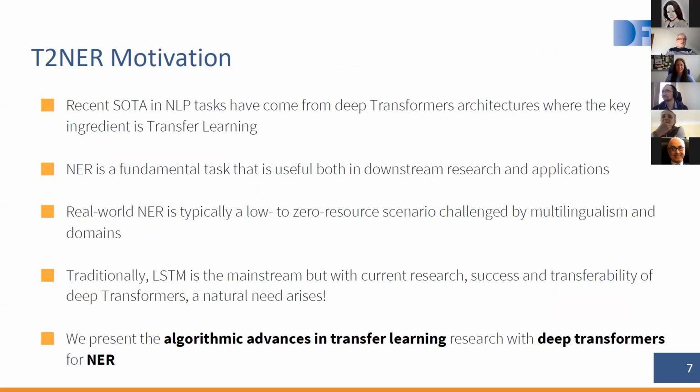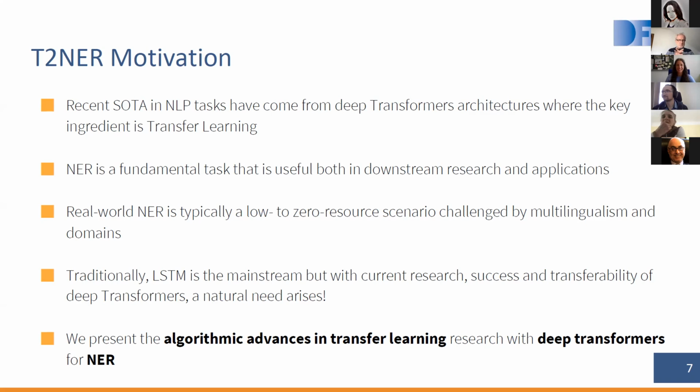So the motivation for this is that a lot of advances come from deep transformer architectures, and that named entity recognition is a fundamental task in a lot of applications. For example, in anonymization, but also in relation extraction or question answering. And in real-world named entity recognition, you typically have a low to zero resource scenario. That means you either have no labeled data or you only have very little labeled data.